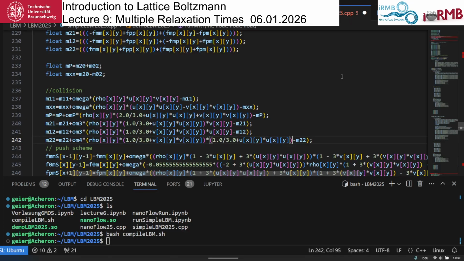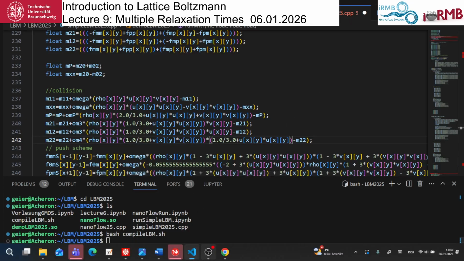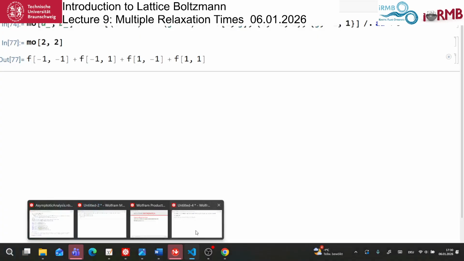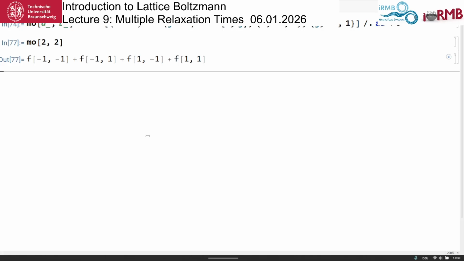So now we have done the collision. Now what we have to do next is the back transform. The back transform is not so intuitive, in my opinion. This is why I'm now going to use this computer algebra thing. What we need to do is to solve the set of equations.